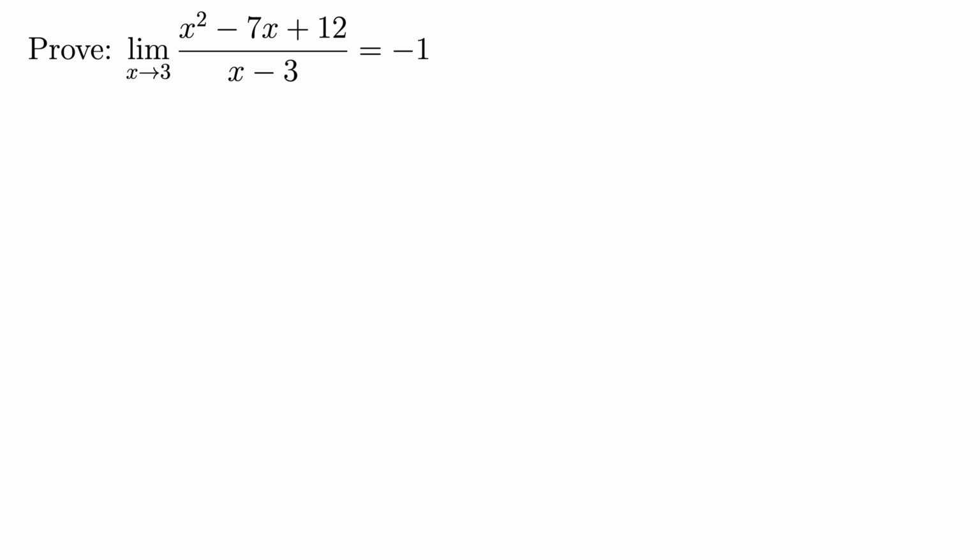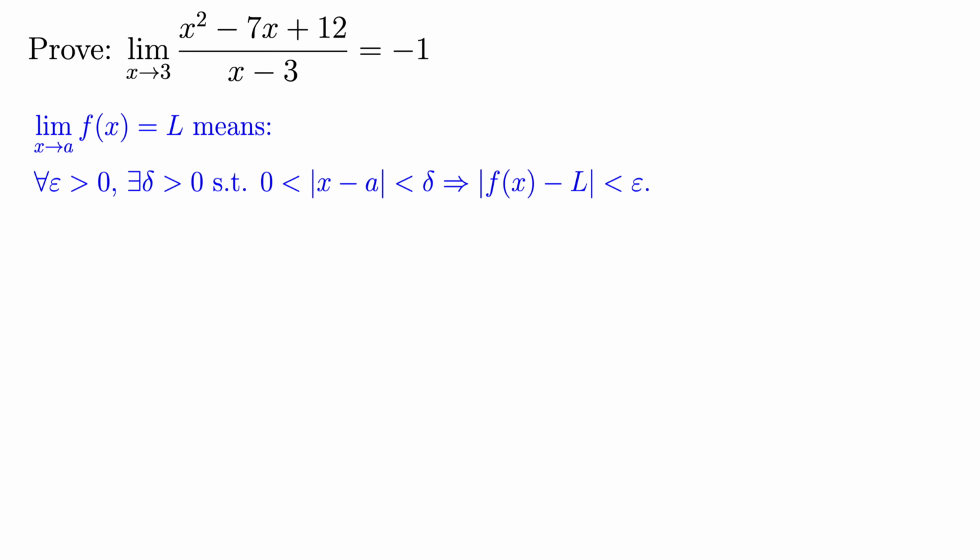We start with the rigorous definition of the limit. The more times you write it, the better it sets in. So we have the limit as x goes to a of f of x equals L means that for all epsilon greater than 0, there exists some delta greater than 0 such that when absolute value of x minus a is less than delta, then the absolute value of f of x minus L is less than epsilon. And then we add in this little 0 here to make sure that x doesn't actually ever hit a.